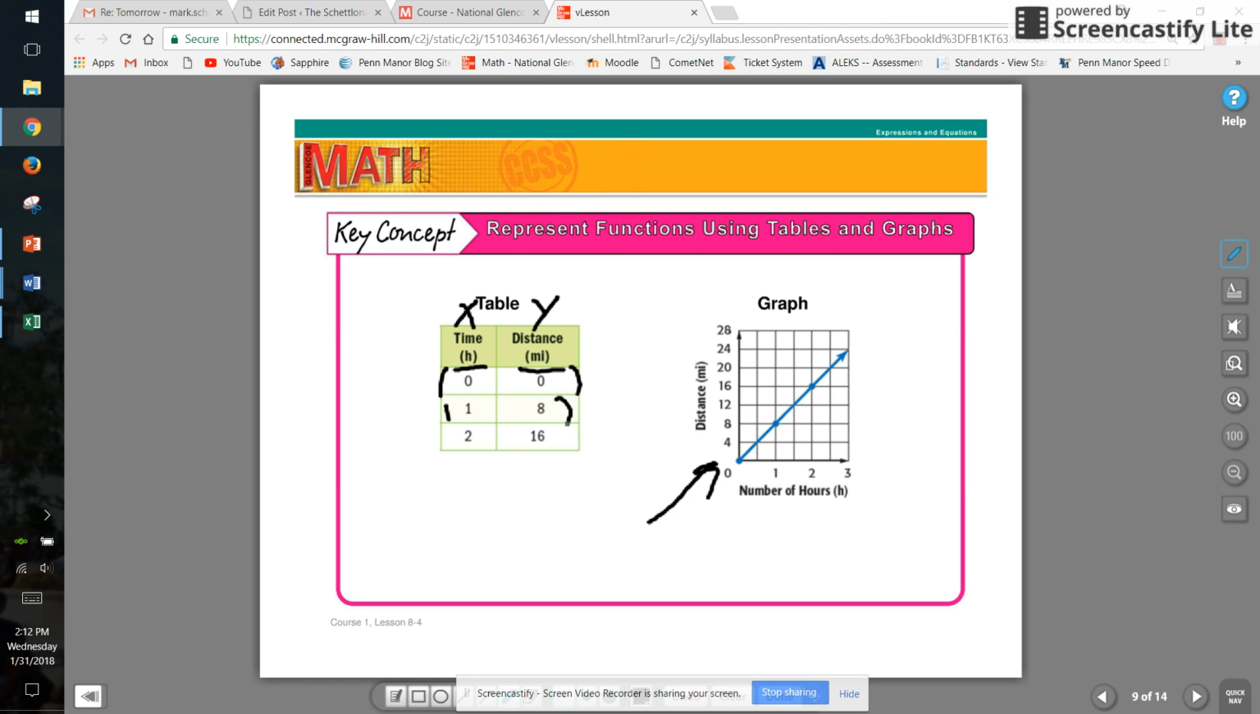This sounds very familiar. We've done this. I see 0, 0. I see 1, 8. Over 1 up 8. And over 2 up 16. And those of you that have been really paying close attention to what we've been doing in algebra know that this is a linear equation because it's a straight line on this graph.